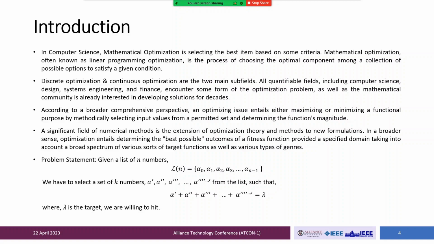So the problem statement of the K-sum problem is as follows. We will be given a list of n numbers. Let that be alpha 0, alpha 1, going up to alpha n minus 1. We will have to select k numbers, alpha dash, alpha double dash, till alpha k dashes, such that the sum of all of these numbers should be equal to some specific value. Let's say that will be lambda. Now this lambda is the target that we are willing to hit.